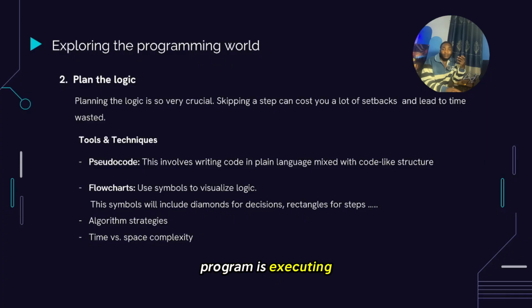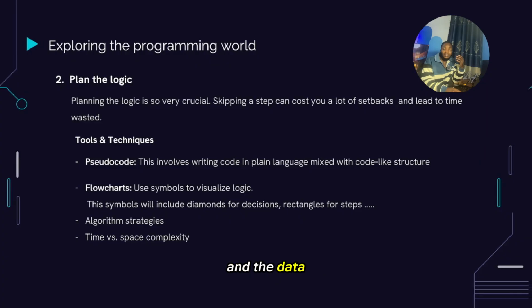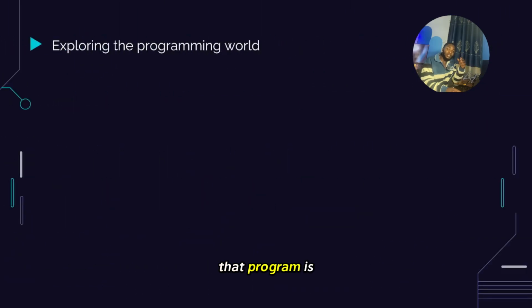As a program is executing, all the instructions and the data required to execute that program are stored in the RAM. So if your program is memory efficient, the program is going to be very efficient.